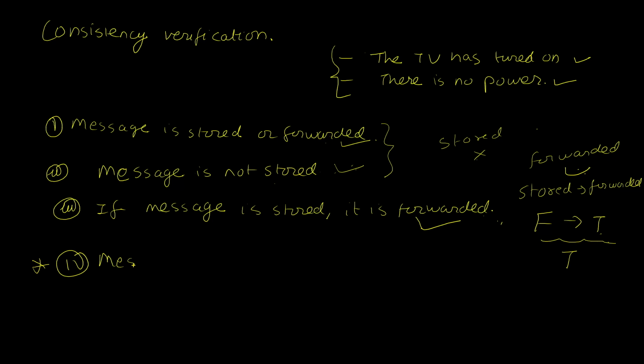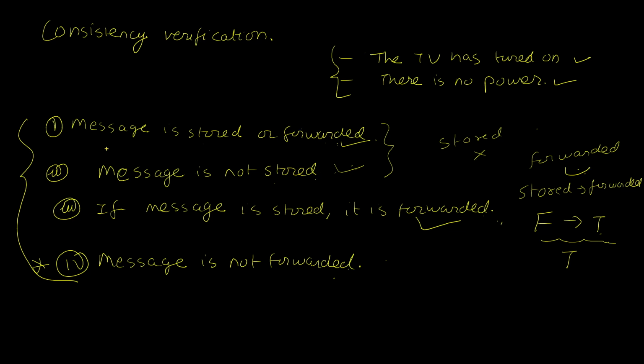But let us add a 4th sentence here. So if I include this, message is not forwarded, then in that case, these 4 sentences would not be consistent. Because this one mentions that the message is not stored. And from that, I conclude that it must have been forwarded. But this one contradicts with that assumption. So no matter what truth values I use for stored and forwarded, I cannot get all of them to be true. Okay, so logically speaking, checking for consistency is checking if at least some set of inputs cause all of them to be true.